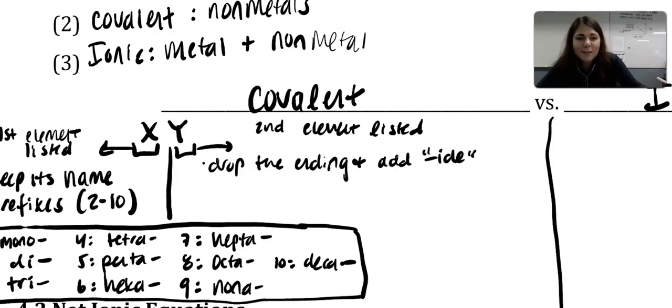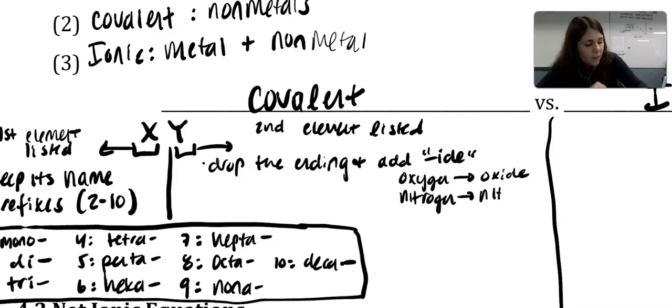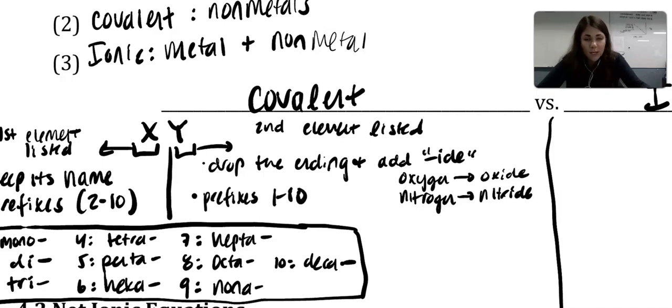It kind of just depends on the element. So oxygen will become oxide, nitrogen becomes nitride. There aren't a lot of nonmetals overall, you just have to get familiar with them. Like sulfur becomes sulfide, fluorine becomes fluoride. You just kind of have to get used to it. This actually uses prefixes 1 through 10.